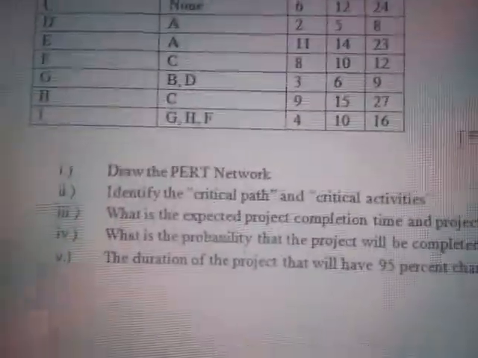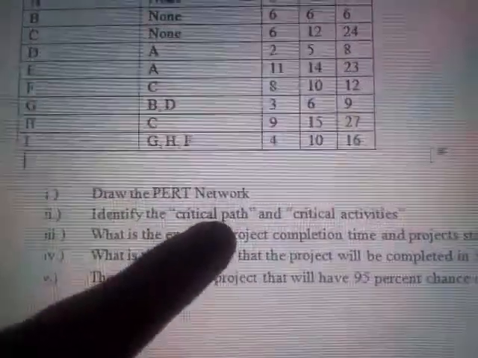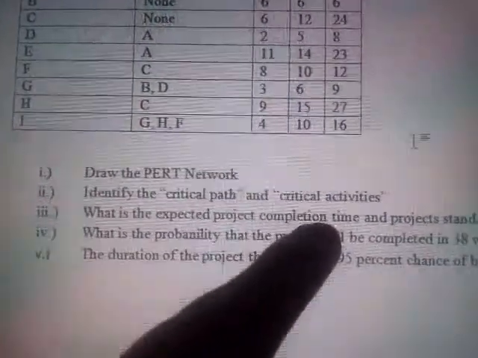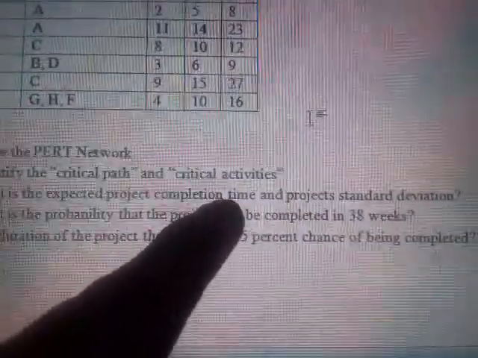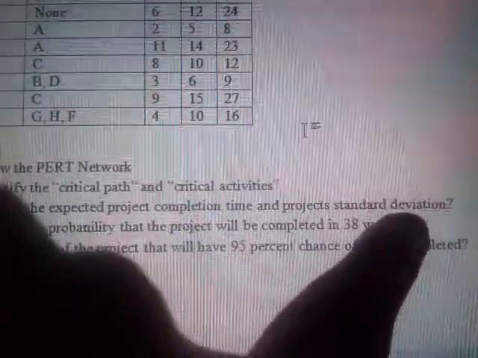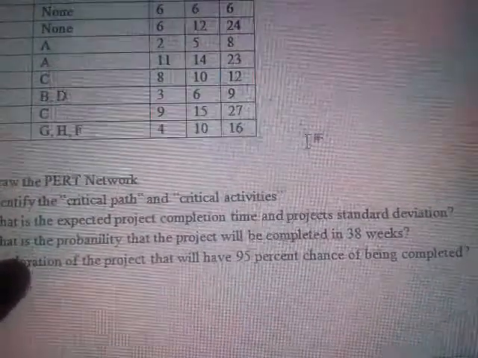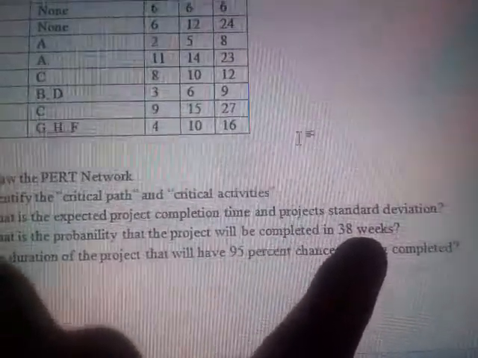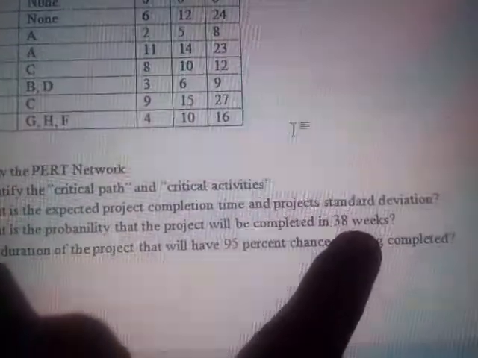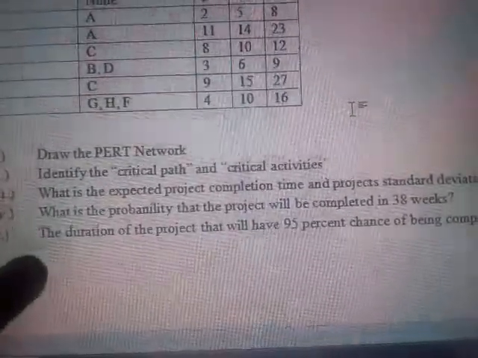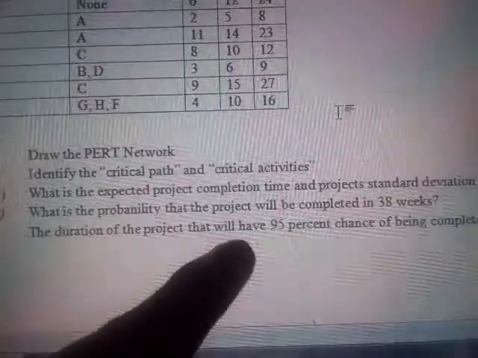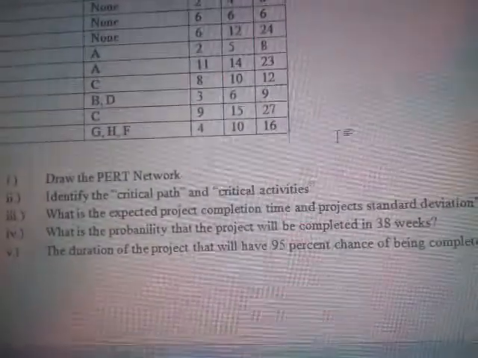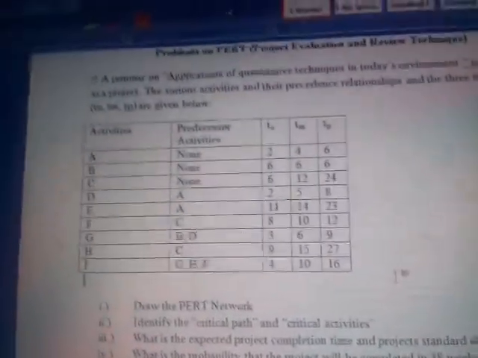The questions are: draw the network diagram, the PERT network, and find the critical path and the critical activities. Then find the expected project completion time, that is the entire project time, and the project standard deviation. The fourth is the probability that the project will be completed in 38 weeks. And the fifth is the duration of the project that will have a 95% probability of being completed. So these are the 5 questions we are going to find out using this problem.